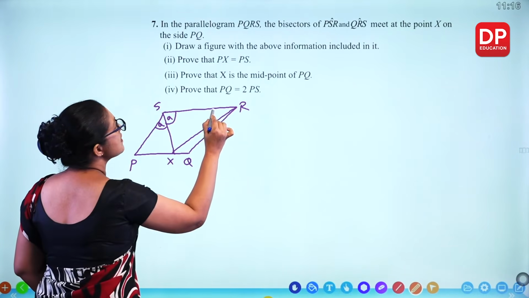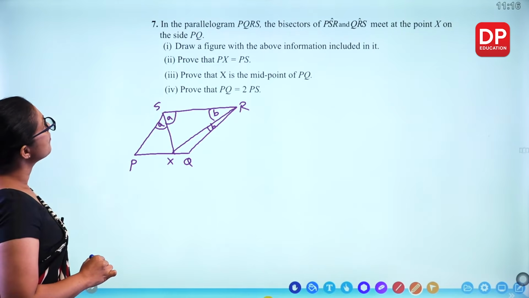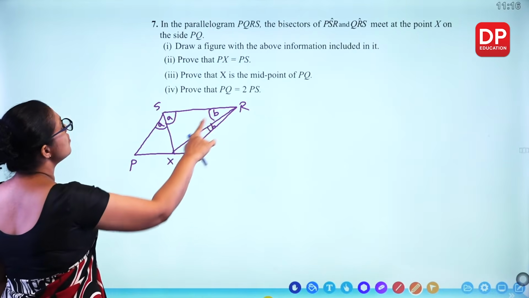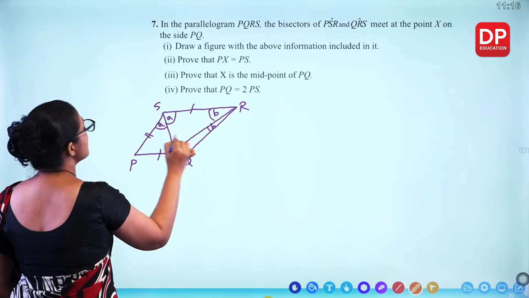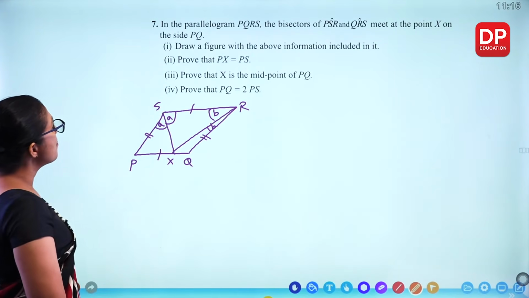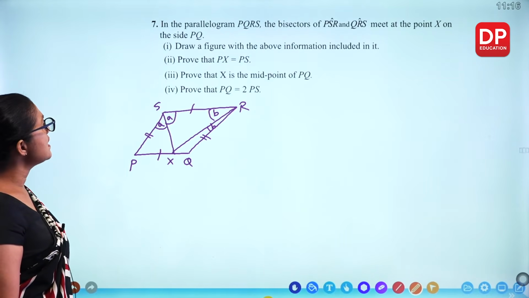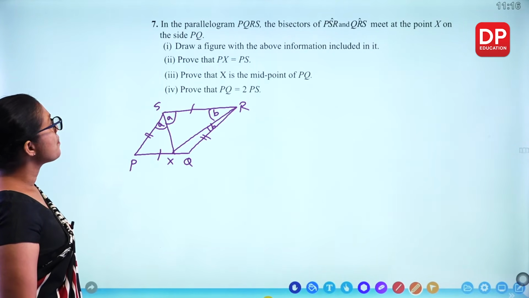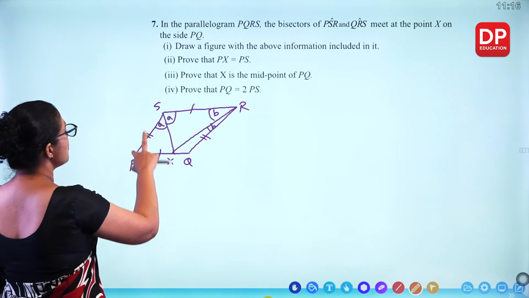So this is also bisector means this is B, this is also B. And also it's a parallelogram. This length is equal to this one. So I'll write this length is equal to this one, this length is equal to this length. Prove that. First, draw the figure with above information included in it. Second one, prove that PX is equal to PS.